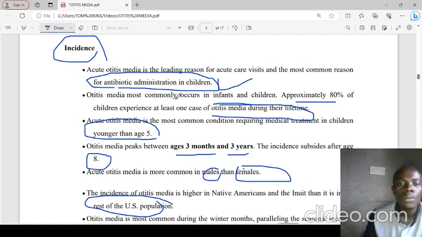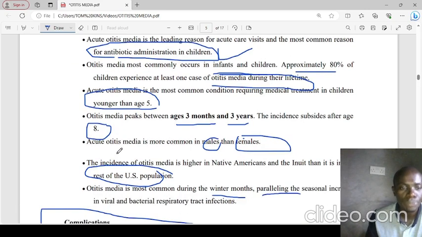Otitis media commonly occurs in infants and children. Approximately 80% of children will experience at least one case of otitis media during their lifetime. Otitis media is the most common condition requiring medical treatment in children younger than 5 years. It will peak between ages 3 months and 3 years. The incidence normally subsides after age 8.